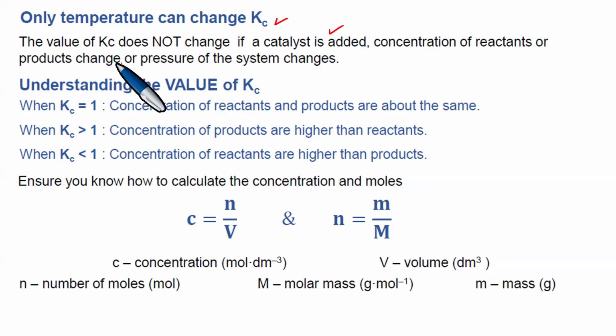Concentration of reactants or products changes, or pressure of the system changes. Okay, so now somebody can come and say, what about if we change the concentration of the reactants or products? We say the Kc doesn't change. What about if pressure of the system changes? Kc doesn't change. Okay, what about if a catalyst is added?